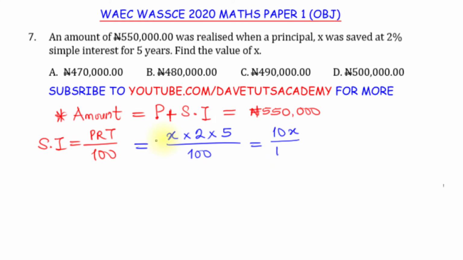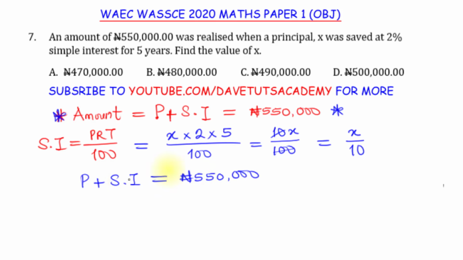Over 100. And we can just divide so that this will be x over 10. Okay? So that is the simple interest. But recall, look at this. But from this particular first expression that we are told, I've been able to clarify that the principal plus the simple interest is what amounts to 550,000 naira. Okay? Now, what was the principal that we are given?